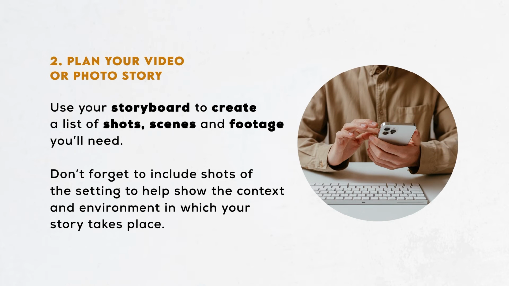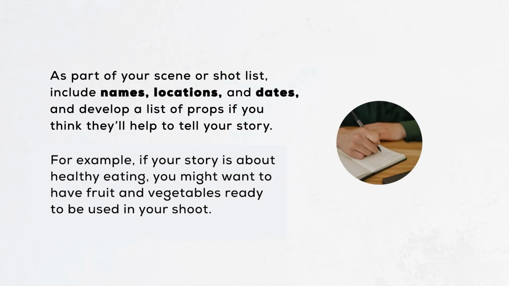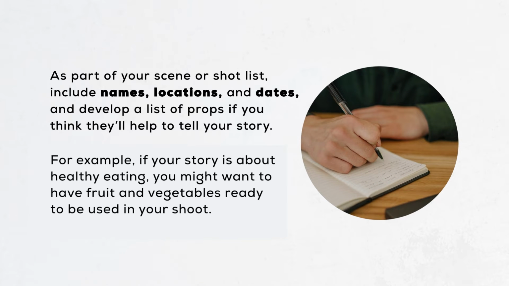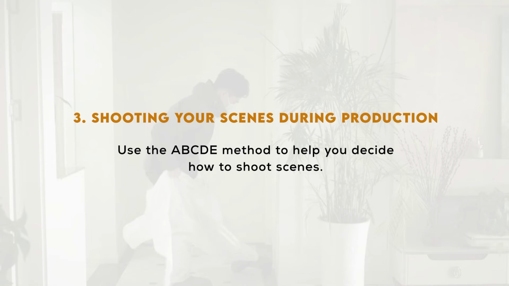2. Plan your video or photo story. Use your storyboard to create a list of shots, scenes, and footage you'll need. Don't forget to include shots of the setting to help show the context and environment in which your story takes place. As part of your scene or shot list, include names, locations, and dates, and develop a list of props if you think they'll help to tell your story. For example, if your story is about healthy eating, you might want to have fruit and vegetables ready to be used in your shoot.